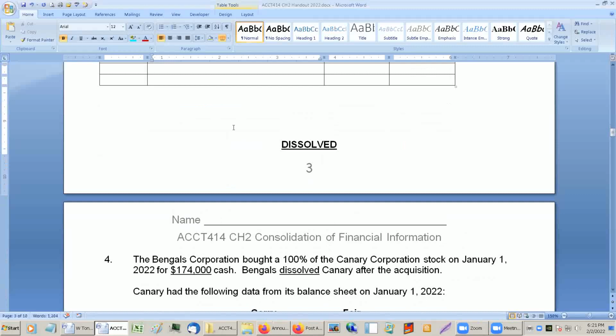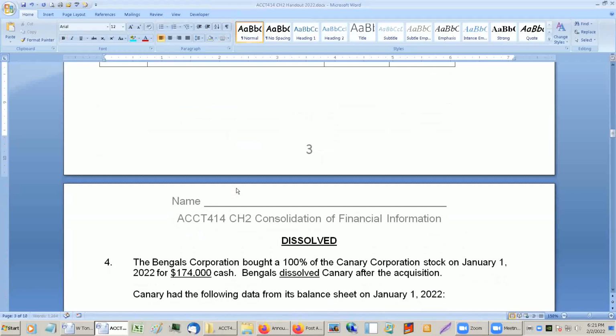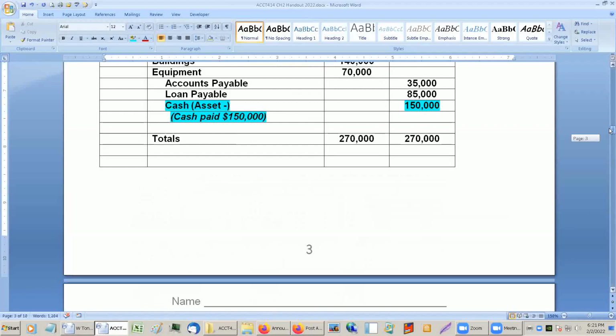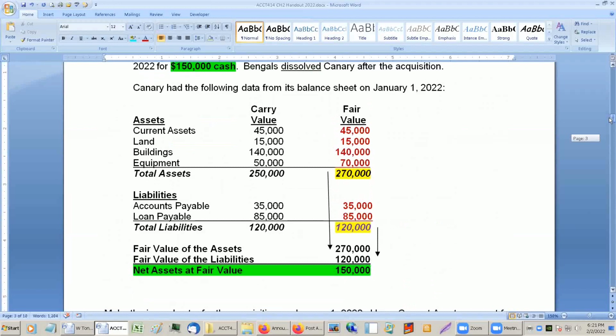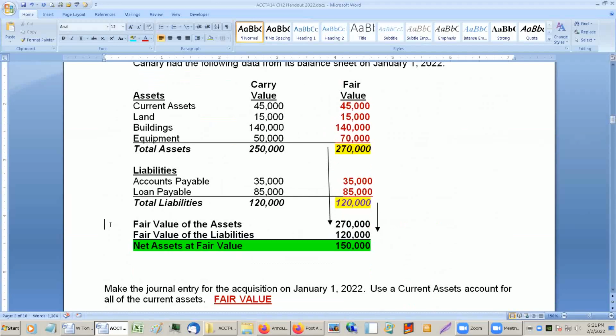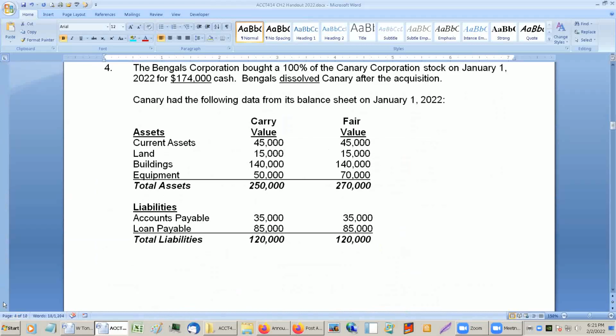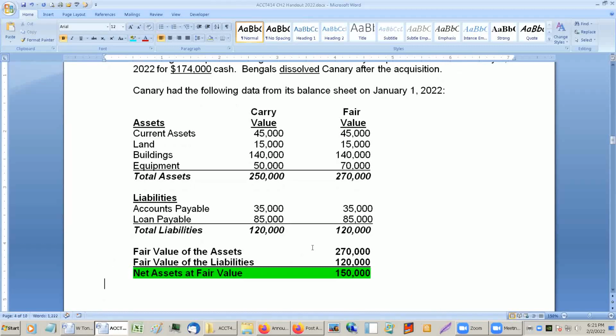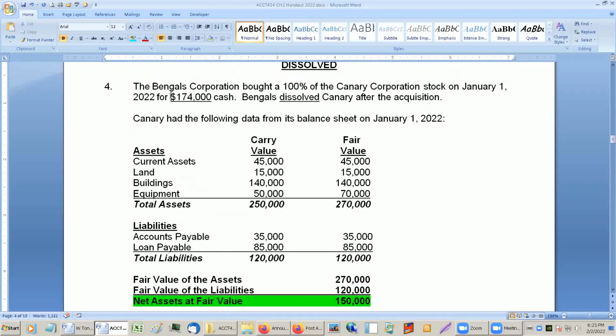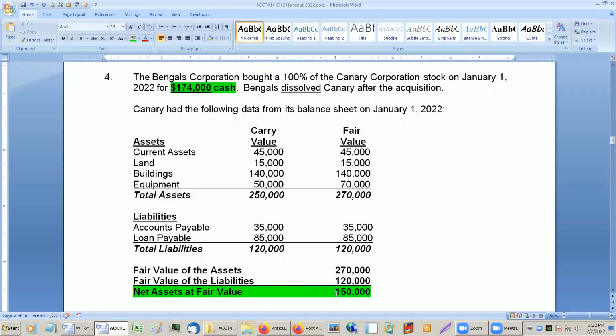All right, let's go to page 2, or no, page 4. Sorry about that. I'm not doing very well today. Now, on page 4, everything's the same, except for what we paid. Copy this down just because I'm lazy. This is all the same. But notice that we paid $174,000 in cash. So notice that we paid more than the $150,000.